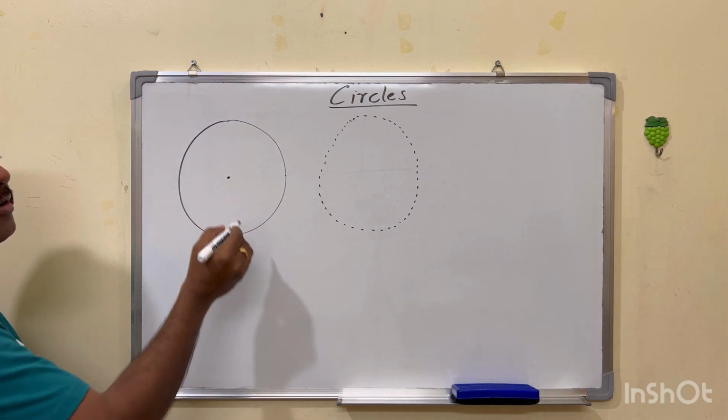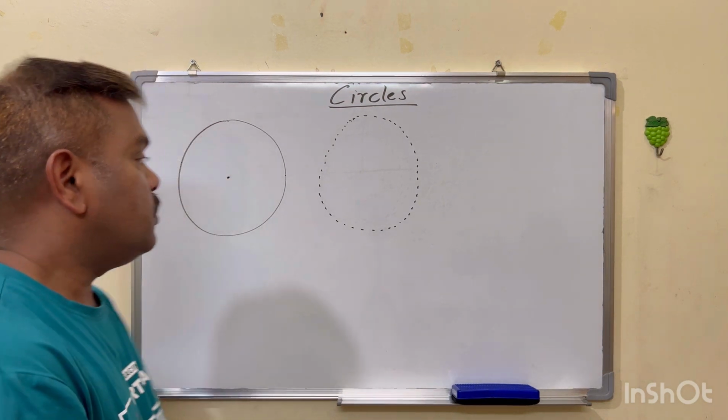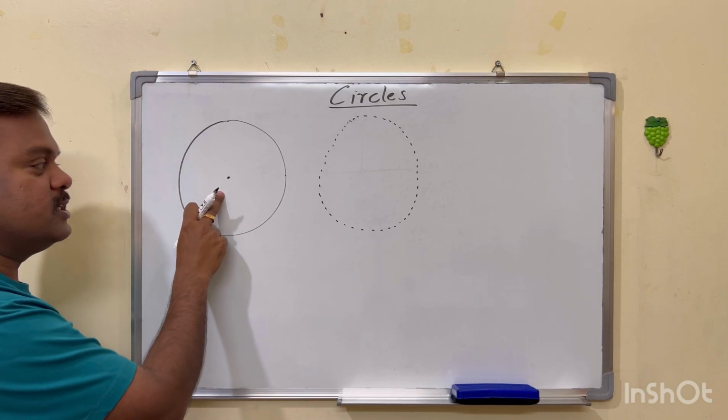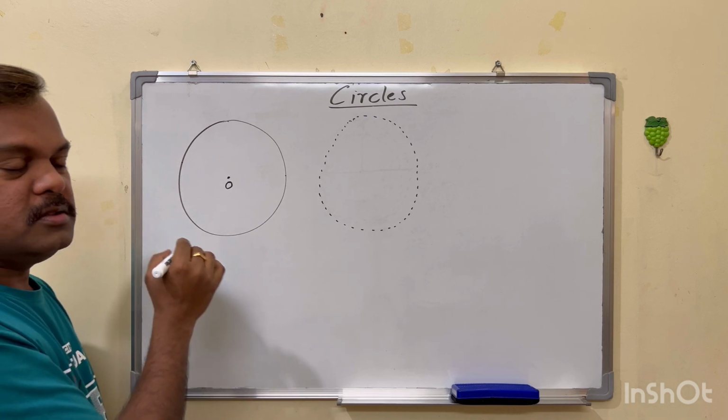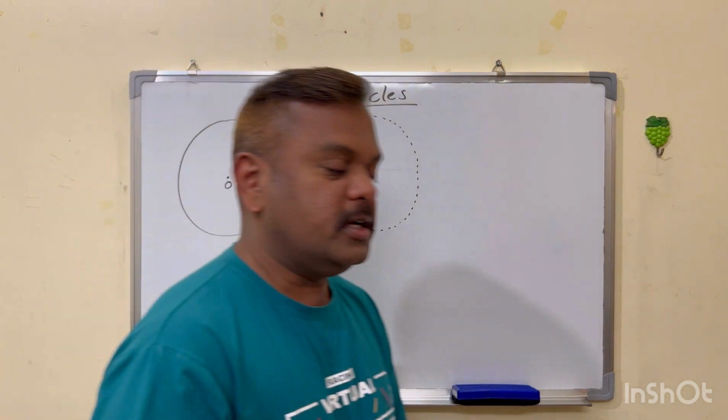This fixed point is called the center of the circle. What is the name of this fixed point? Center of the circle. Usually we mention the center of the circle by O. Okay, so this fixed point is called the center of the circle.